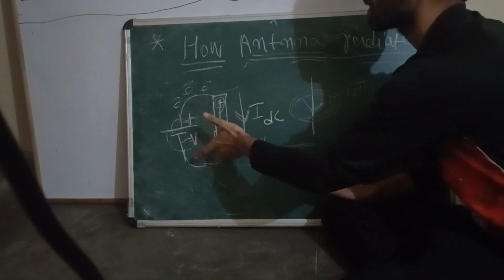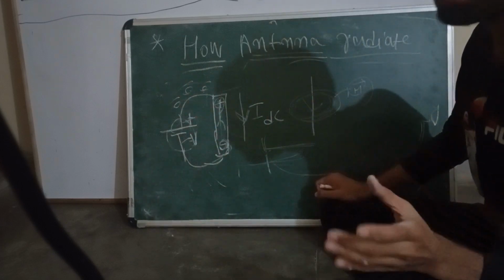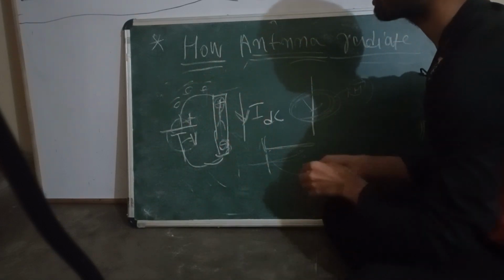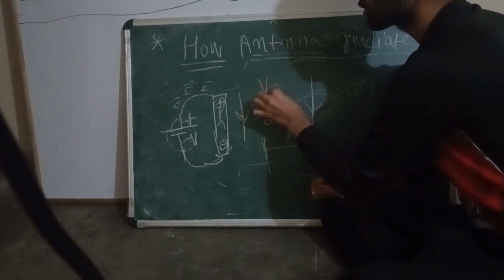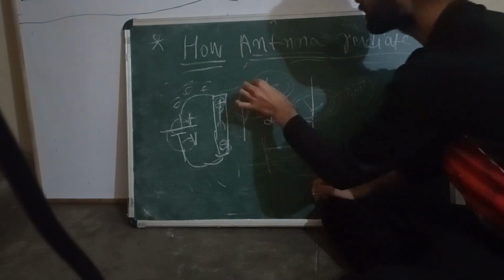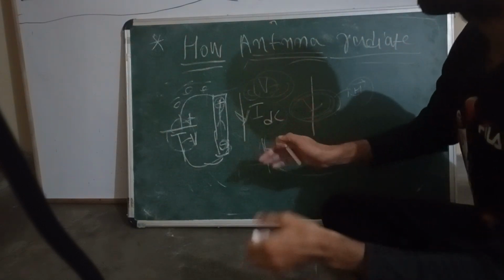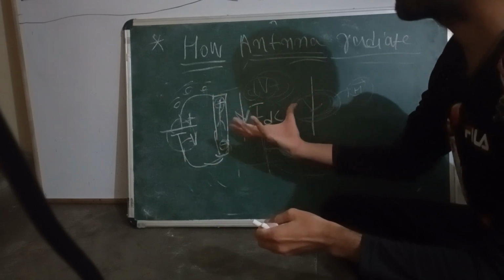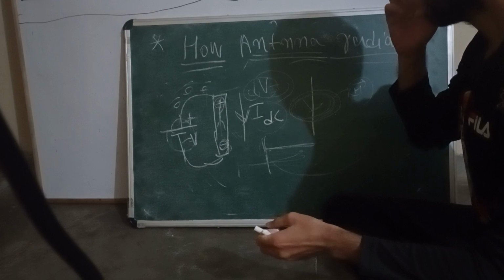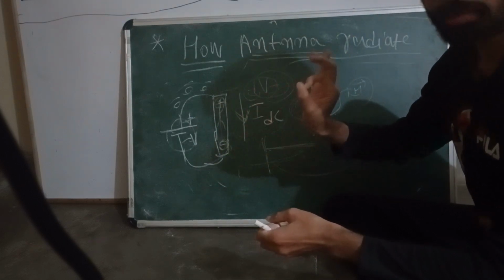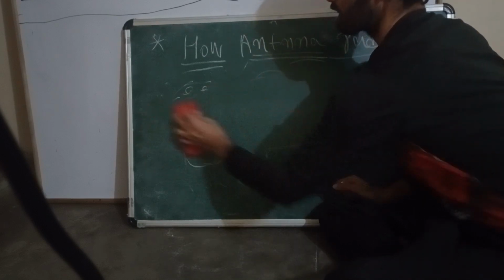Okay, so this conductor, because we are supplying it with a DC source, there is no acceleration. This current is DC, which means current is constant, which means velocity is constant. If we differentiate this, acceleration is zero, so there is no acceleration of the charge. So then this conductor will not work as an antenna.